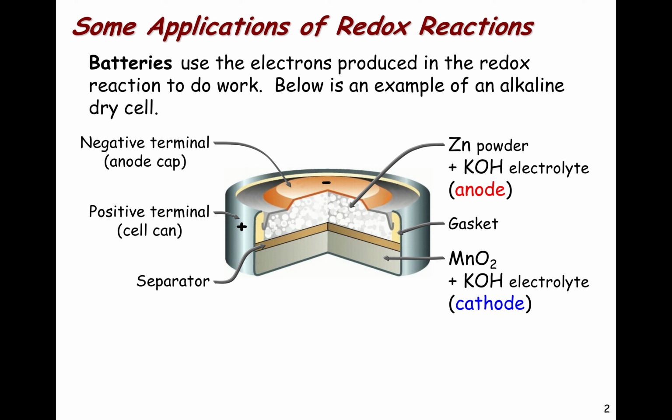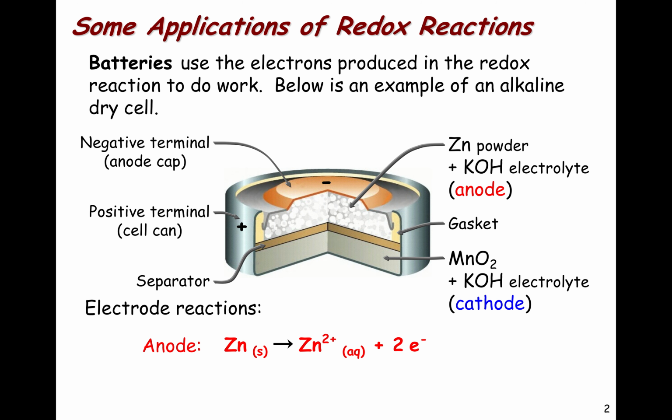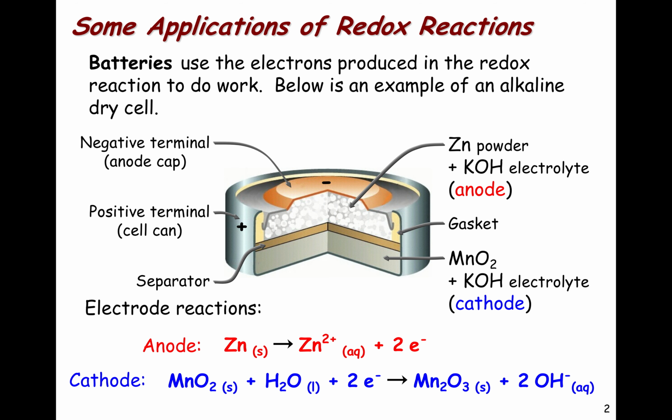So in this particular case, the overall process involves zinc being oxidized. Zinc metal goes to zinc 2 plus and loses 2 electrons in the process. So this is the oxidation. And likewise, the process that is occurring at the cathode involves manganese 4 oxide and water, which is then being reduced to produce Mn2O3, manganese 3 oxide.